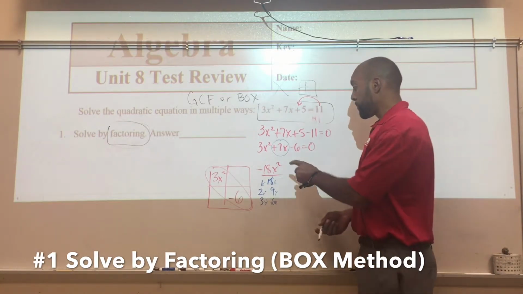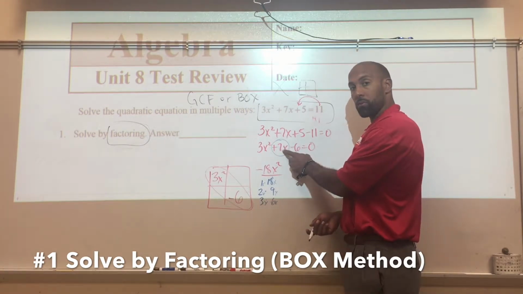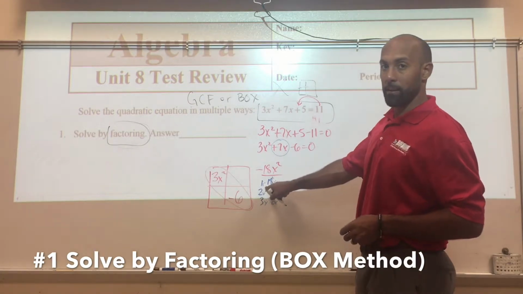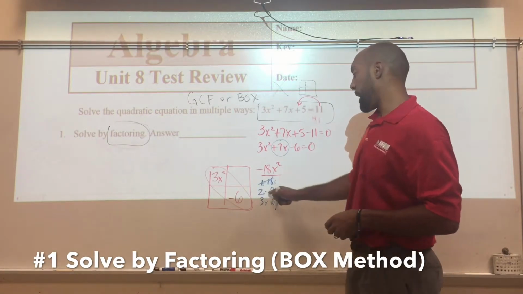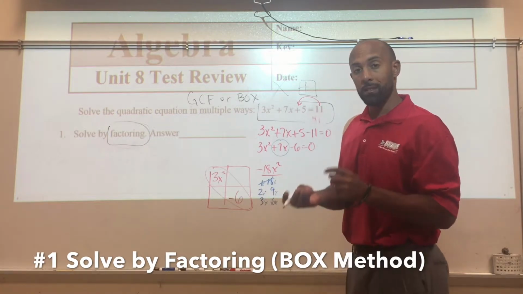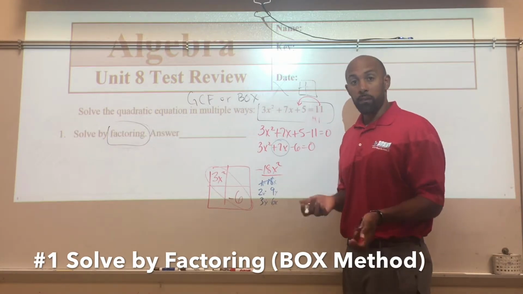Okay, so remember, it needs to equal negative 18, okay, but it has to add up or subtract to positive 7. Can I add or subtract 18 to get 7? No, it doesn't work. Can I add or subtract 9 and 2 to get 7? Yeah, I could, because 9 minus 2 equals 7. Question is, I'll have to make one of them negative.